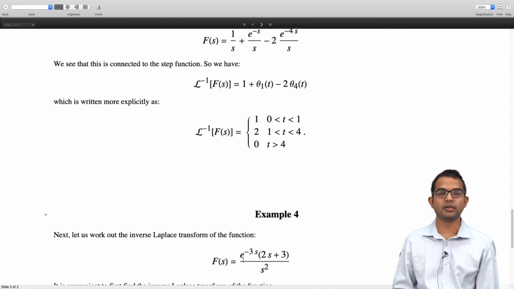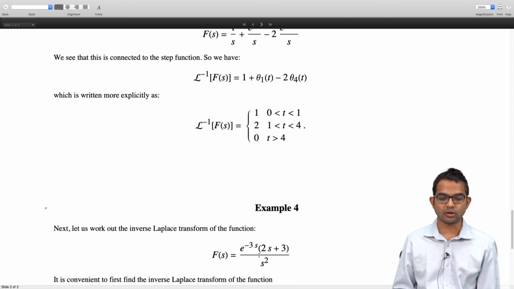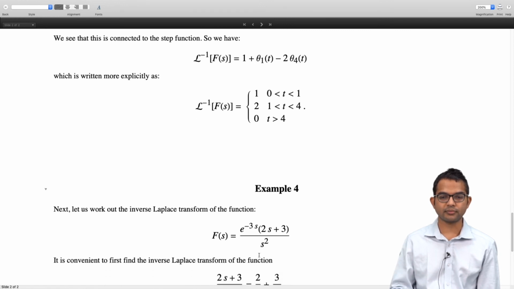Suppose we are interested in finding the inverse Laplace transform of this function, e to the minus 3s times 2s plus 3 divided by s squared. So whenever we have a factor like e to the minus 3s, we should immediately see that maybe that can be incorporated in terms of a step function of some kind.